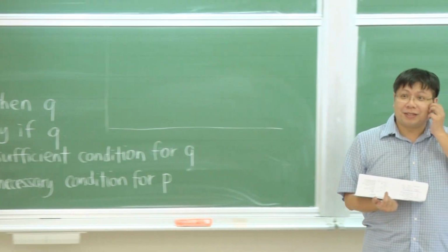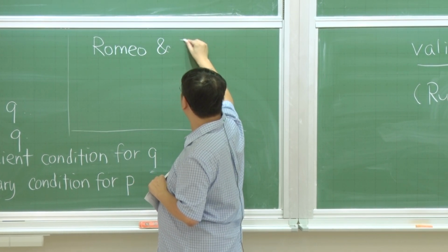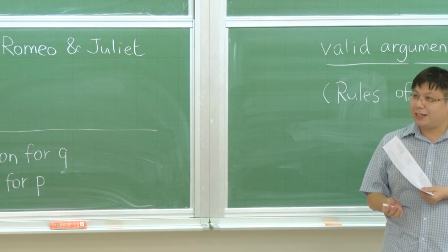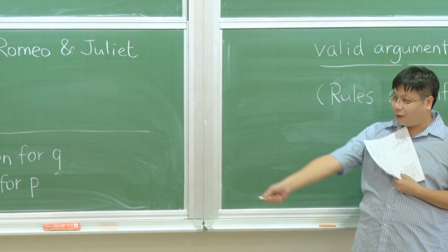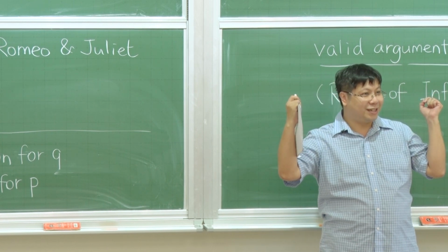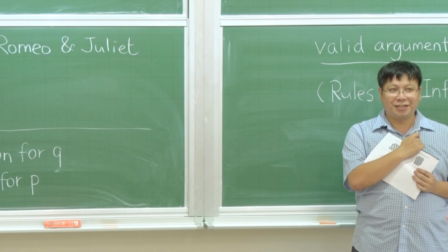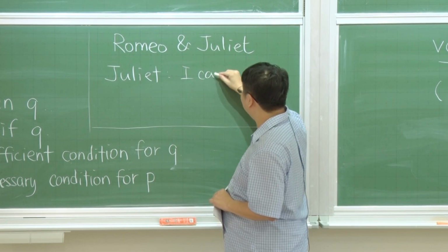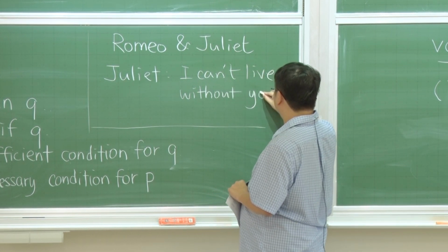There is the Romeo and Juliet story. Near the ending, Juliet pretended to die, and Romeo didn't know. Romeo saw Juliet dying, drank some poison and killed himself. Then Juliet woke up and found that Romeo is dead next to her. And then she says, I can't live without you.